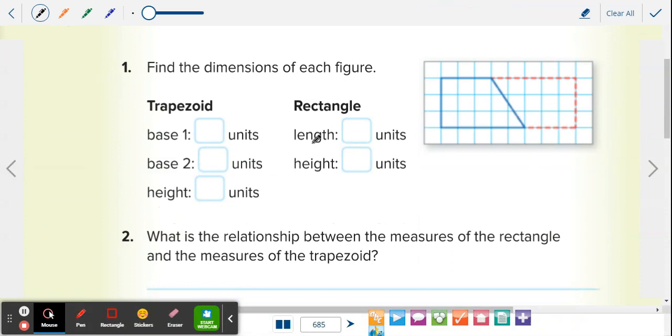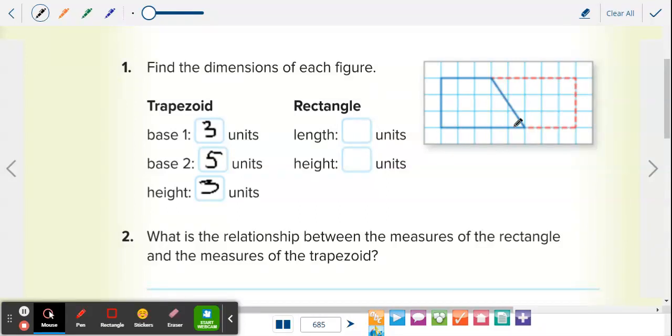So base 1, what that means is the top base. So the top here, how long is that? 3 units. Base 2 would be the bottom. How long is that? 5. Now the height is talking about how tall the trapezoid is. So how many units is that? 3.